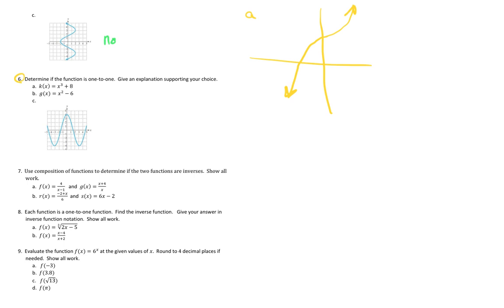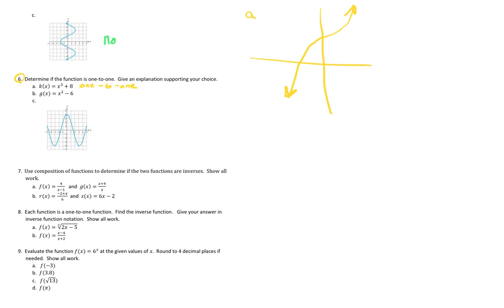That's what one-to-one means. So we see that right here there's this x coordinate and there's this one y coordinate, and there's no other x value for this y coordinate, and there's no other y value for this x coordinate. So because of that, we say that this one here, A, is one-to-one.